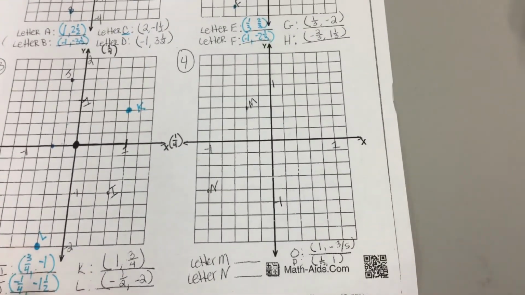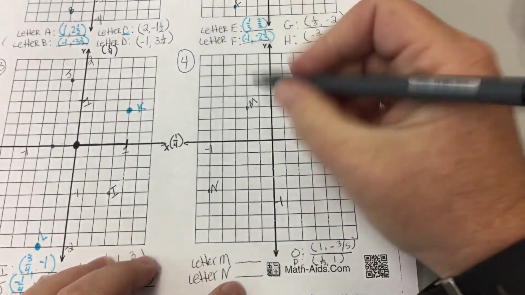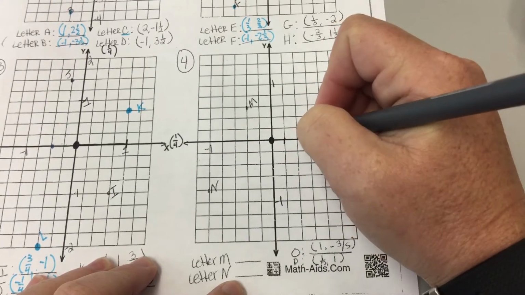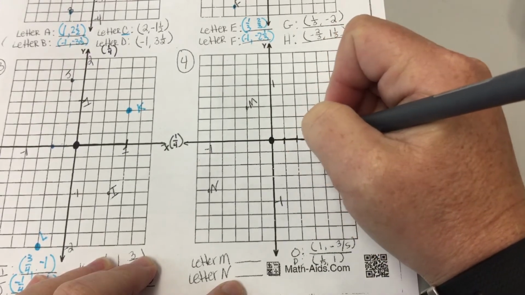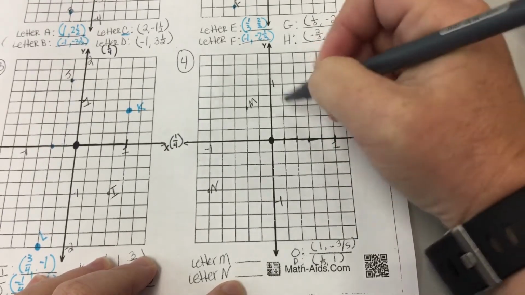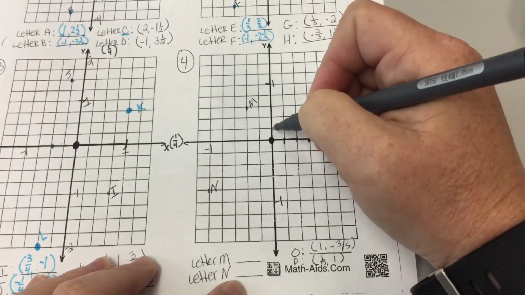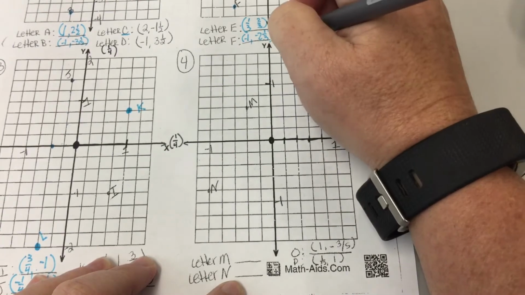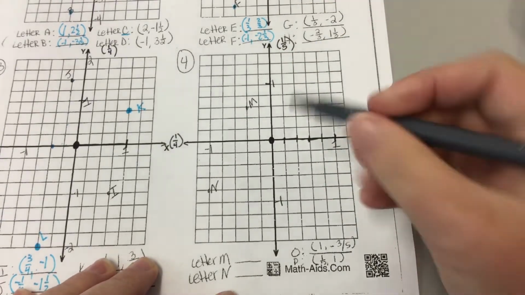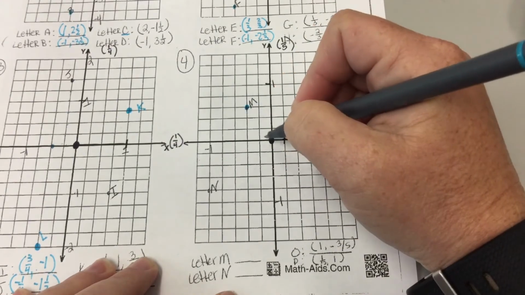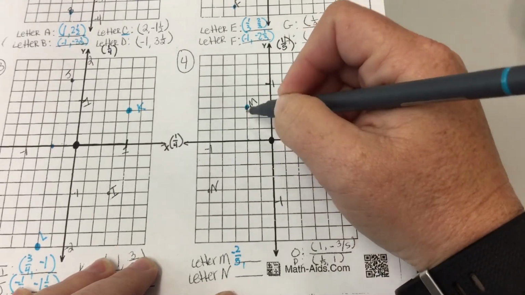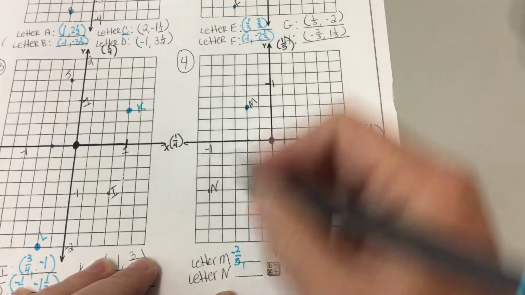All right, number 4. Let's go ahead and identify. Here's my 1 whole, and I've got 1, 2, 3, 4, 5. So these are going to be in fifths. Same thing for my y-axis. 1, 2, 3, 4, 5. So these are in fifths as well. All right. Finding letter M. M's right here. So it's -1/5, -2/5, and then up, so it's going to be 1/5, 2/5, 3/5.